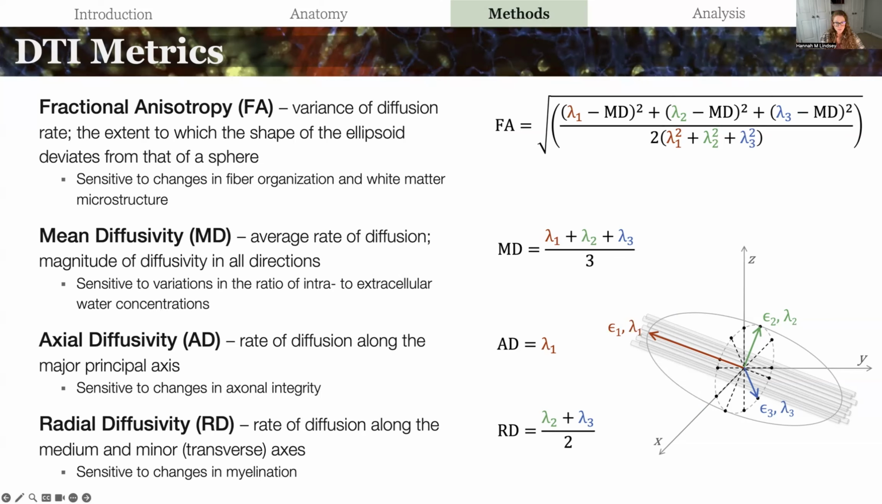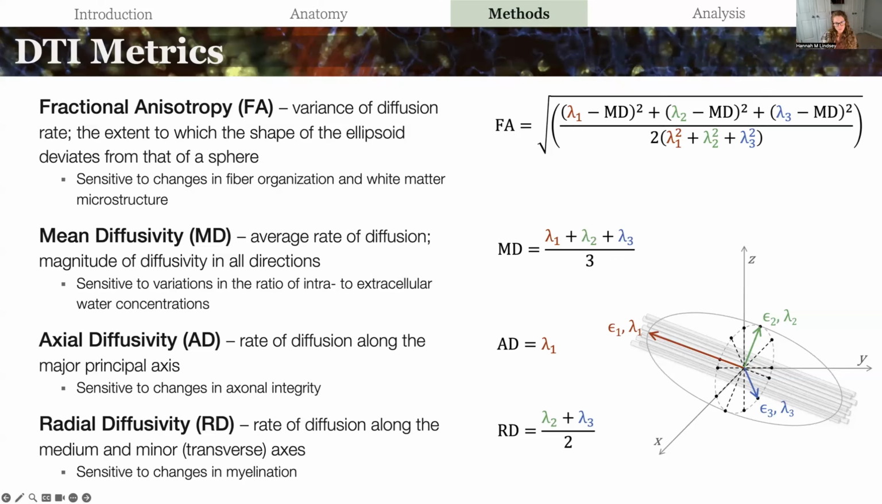Mean diffusivity, or MD, is the magnitude of diffusivity averaged across all directions within a voxel. It's sensitive to variations in the ratio of intra to extracellular water concentrations, and those may be caused by cellularity, edema, or necrosis. And an increase in MD may reflect increased tissue water due to edema, while decreases may reflect cell proliferation, for example.